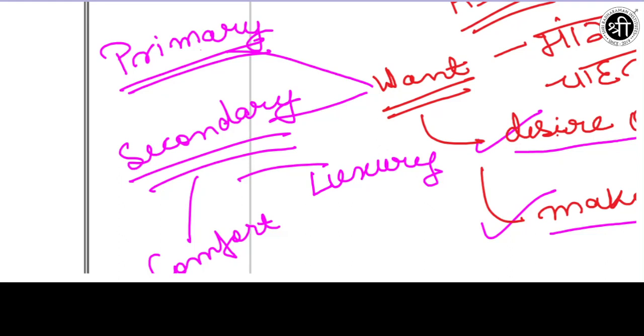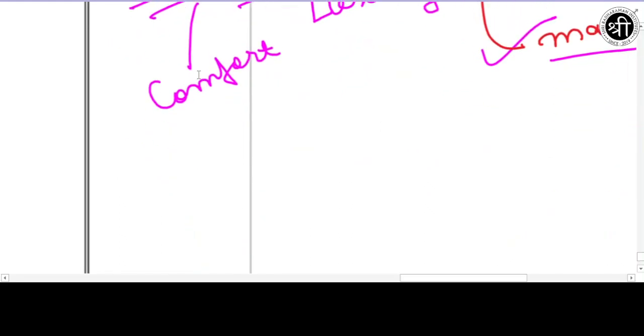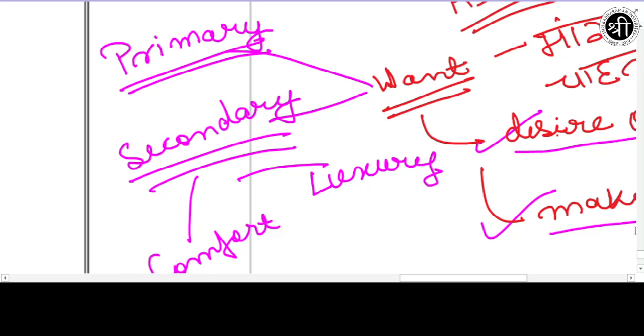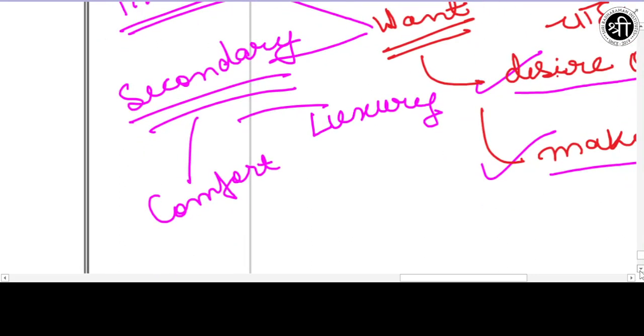But if you talk about the secondary head, yes, you might want them, but if you don't get them, then you won't be in danger of not surviving. Further, this secondary want can also be classified as either comfort or luxury. Means you might want something to make your life comfortable, or you might want something to make your life luxurious. Like if you have a Tata car, your life will be comfortable, but if you have a Lamborghini car, your life will be a luxury.